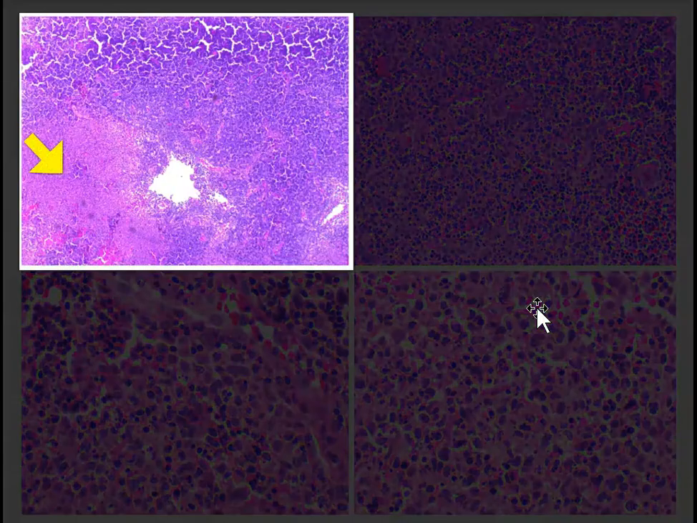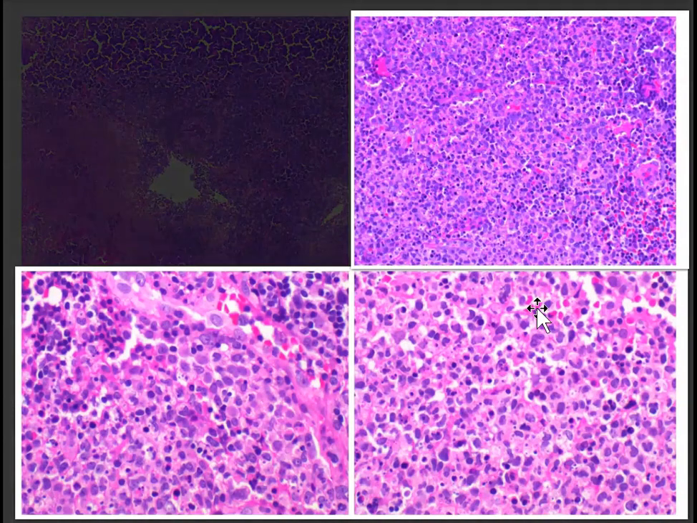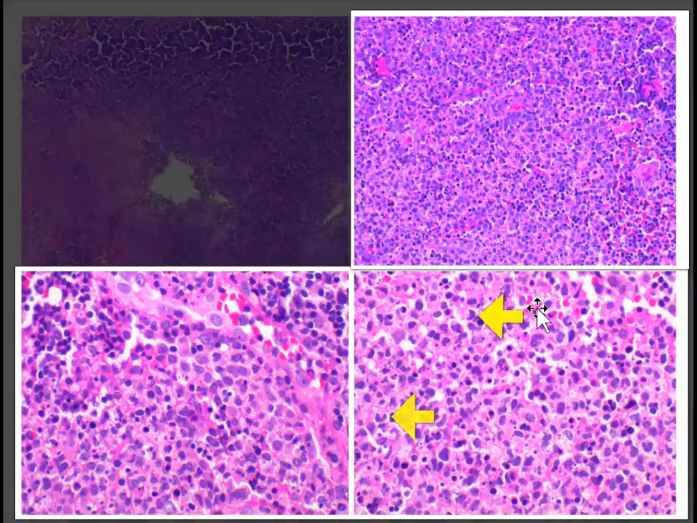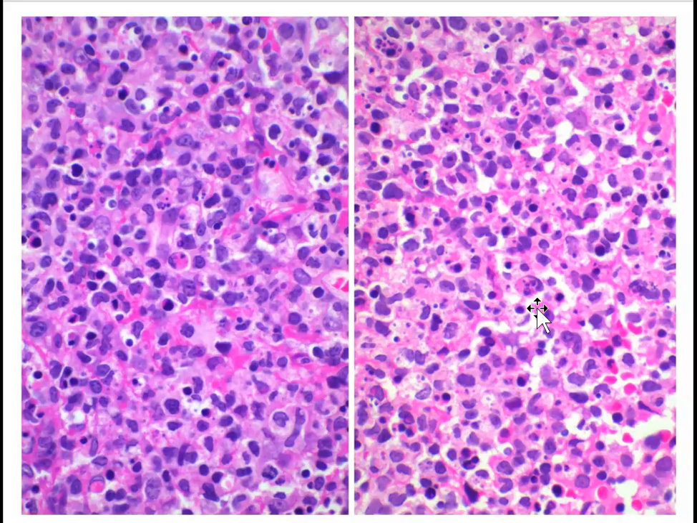At low power, we see pale necrotizing areas within the lymph node. At higher magnification, we see numerous nucleoclasts, apoptotic cells, and macrophages with crescentic nuclei. High magnification shows macrophages with crescentic nuclei and cytoplasm that is filled with nuclear debris. Notice that you do not see any neutrophils or eosinophils.